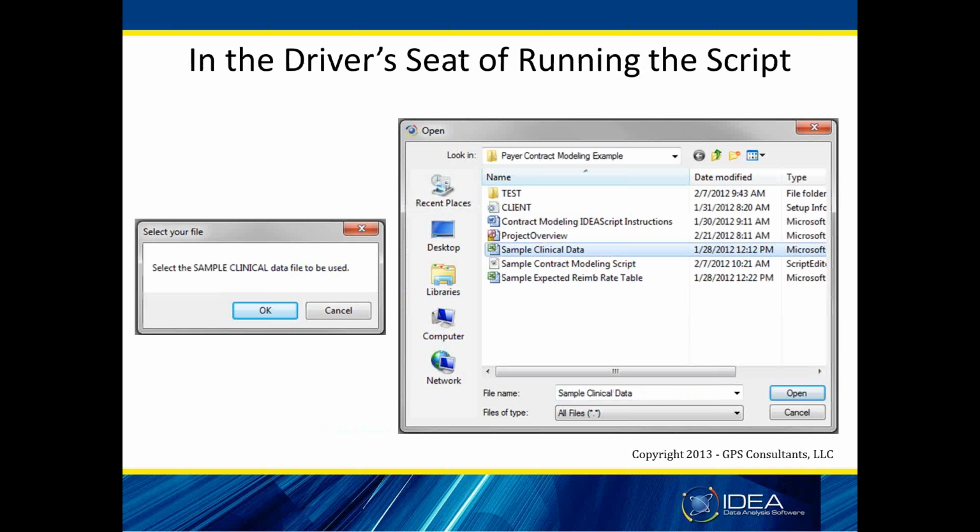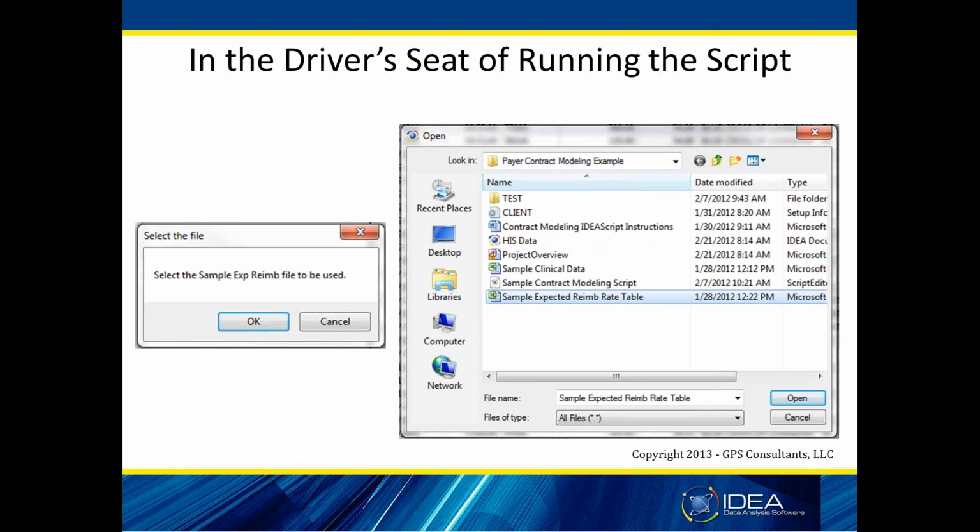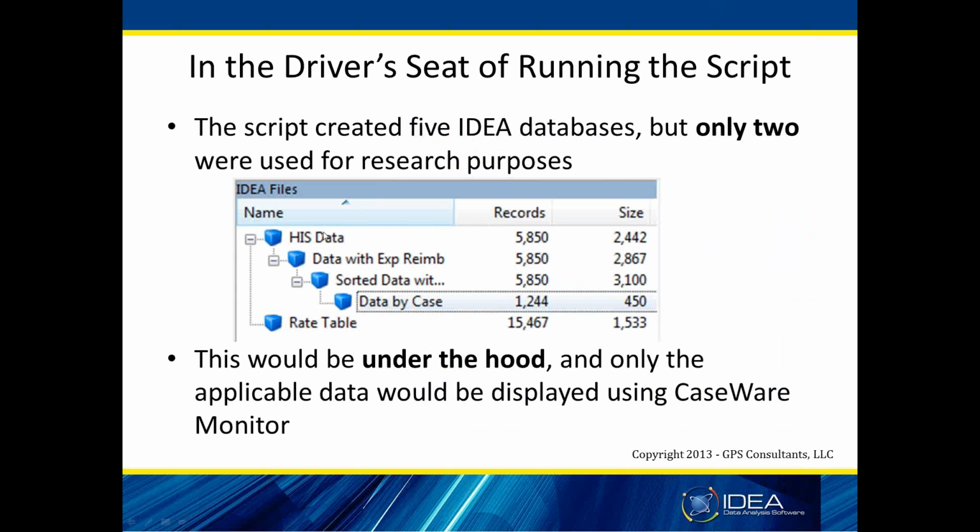And as far as what the script looks like when you're in the driver's seat, it's set up as simple as where the script's all there. All you do is click run, and then it's going to say, okay, select your sample clinical data. And then you go browse like you would an attachment to find that file, and then you select OK, and then it's going to ask you, hey, go find this sample expected reimbursement data now. And you do the same thing, browse for it and find it. And then it's going to spit out the results like we looked at in IDEA a moment ago, and it's going to go ahead and perform all those things, and you'll be able to have your exceptions ready to go.